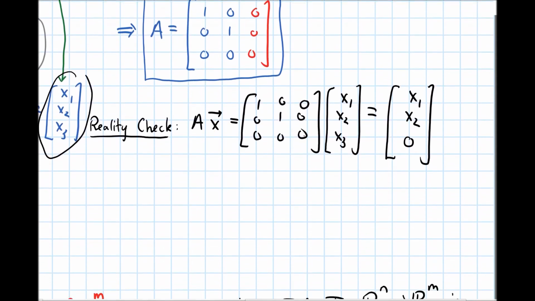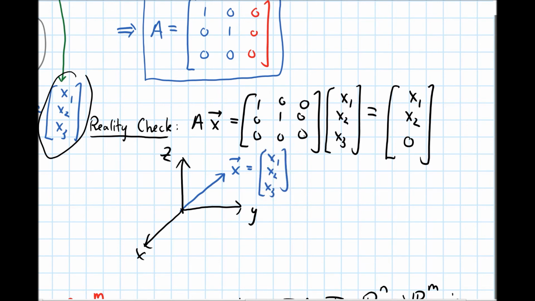If I were to draw a picture of that, so if I have my x, y, z axes, x, y, and z, and then I draw some arbitrary vector in R3. So let's say this is my vector x, and this is entries x1, x2, and x3. Okay, so think of x1 as some number of units in the x direction. x2 is some number of units in the y direction. So let me draw some dashed lines to help us visualize this.